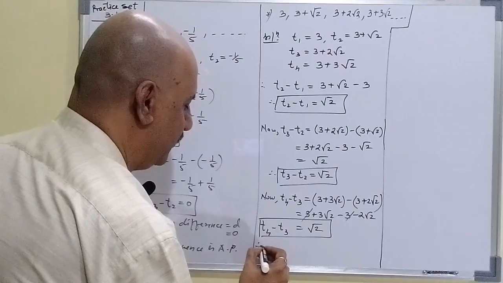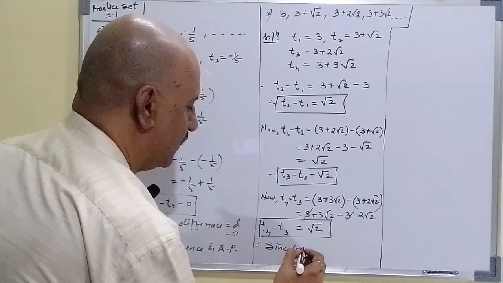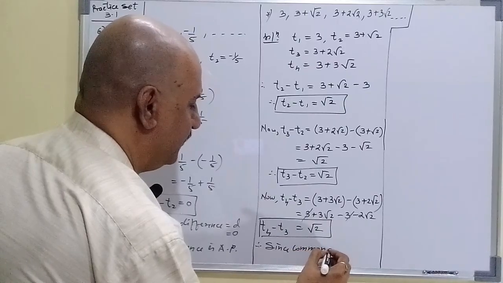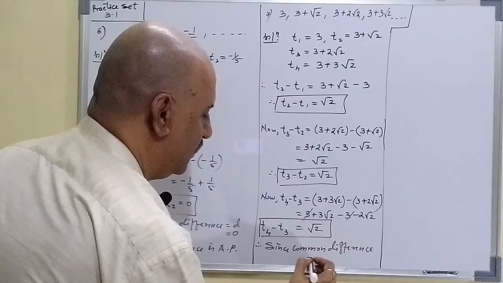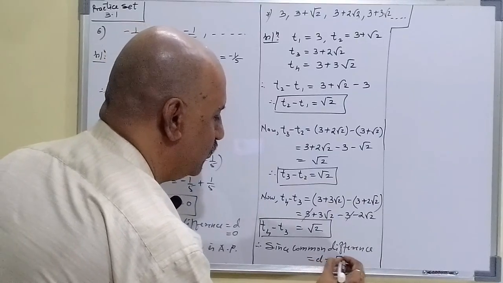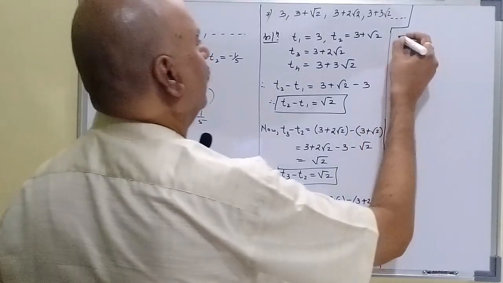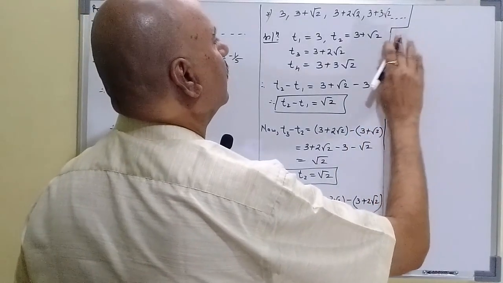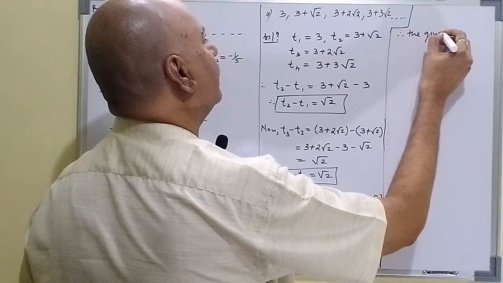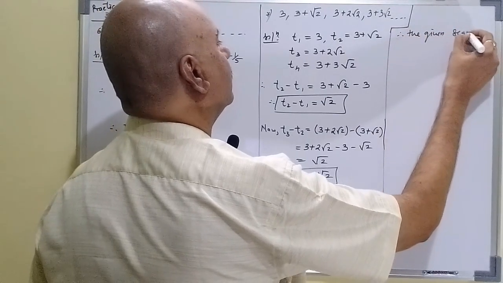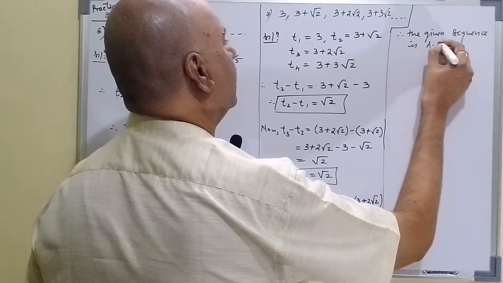Therefore, we can say, since common difference equal to D equal to root 2, it's constant, same. Therefore, the given sequence is A.P.